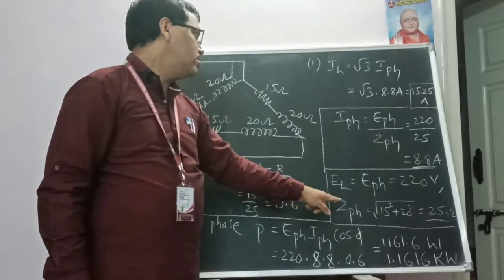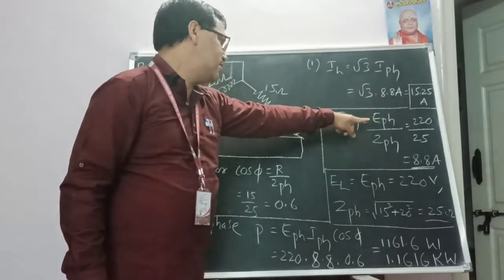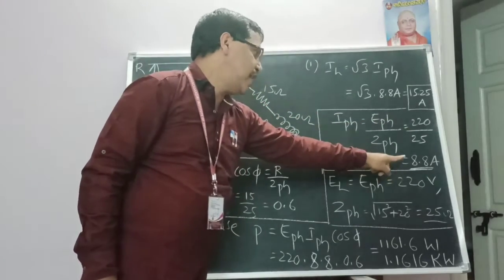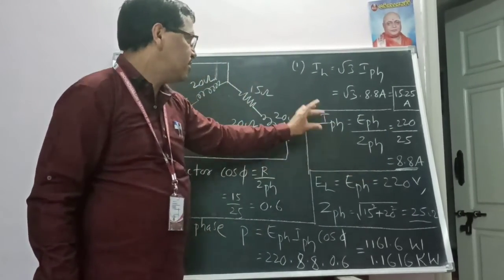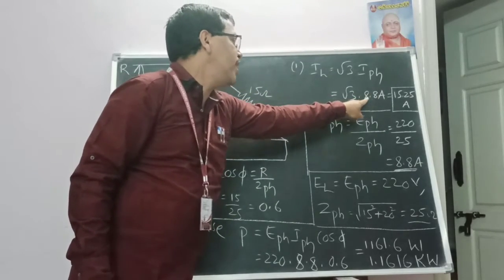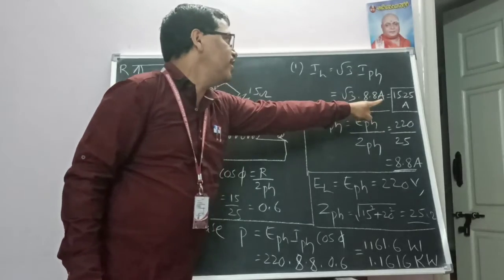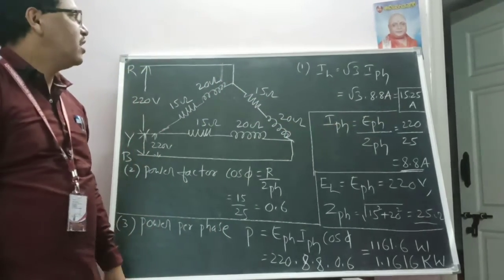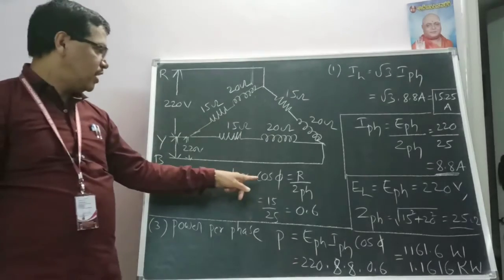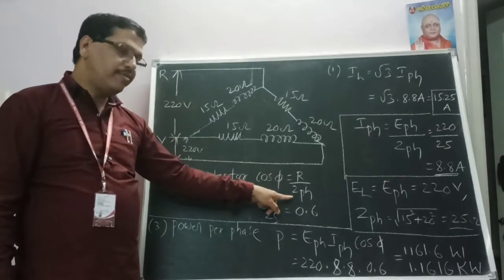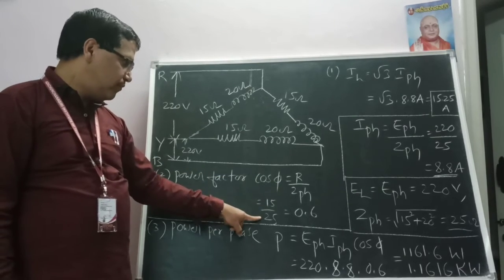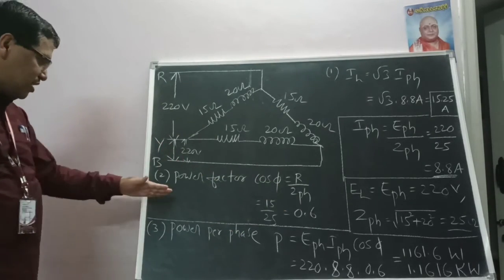We substitute this 25 ohms here, so the value of E phase, that is 220 divided by 25. Answer is 8.8 amps. This 8.8 amps is the I phase. We substitute this I phase here, so root 3 into 8.8 amps, answer is 15.25 amps. That is called the line current. Then come to the second, power factor. As usual power factor, cos phi, is equal to R divided by Z phase. R value is 15, Z phase as usual 25. Answer is 0.6.